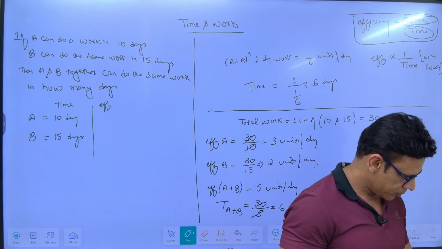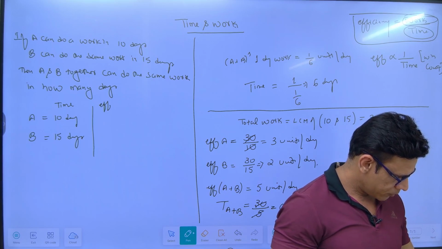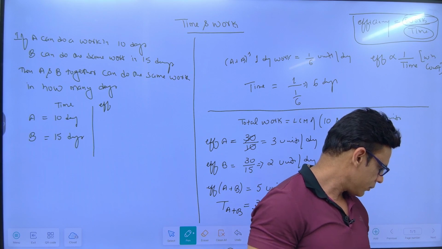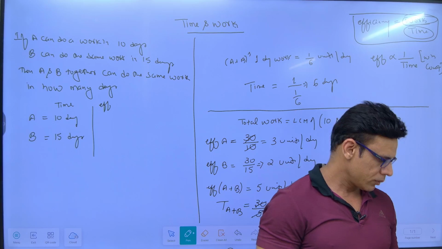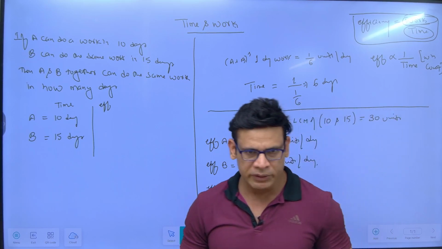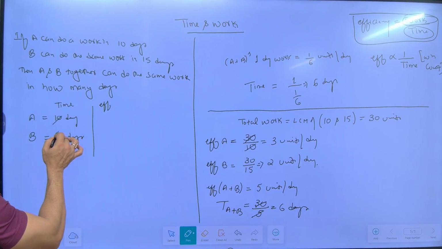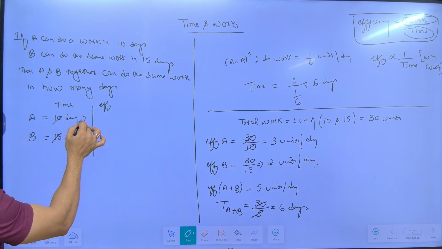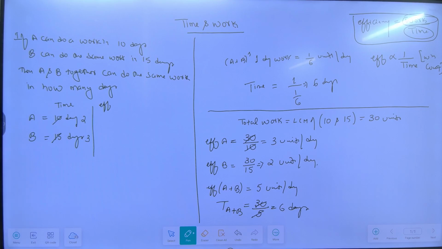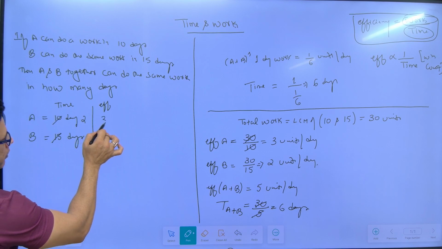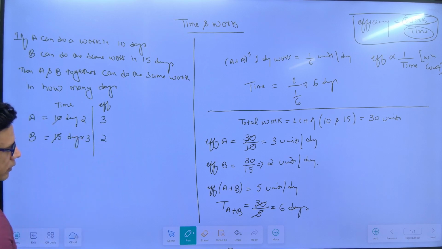Both are doing the same work. So efficiency will be what? Cancel it first. How much is it? 2 is to 3. Work time is 2 is to 3. Then efficiency will be inversely proportional. Put 3 here, put 2 here. The efficiency will be 3 is to 2.